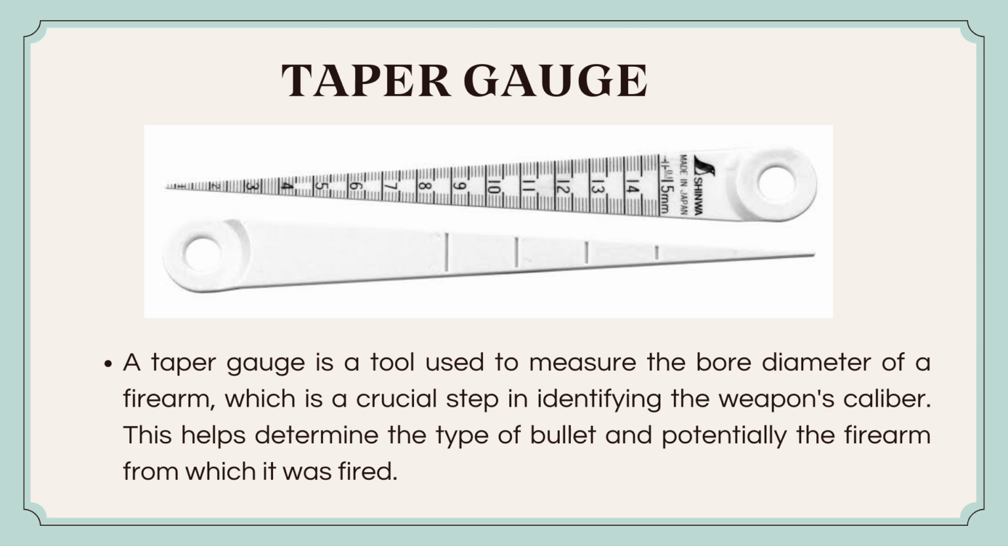Its simple function involves inserting the wedge-shaped tool into the muzzle or breech end of the barrel until the sides of the gauge firmly contact the elevated portions of the bore. The significance of this one lies in quickly establishing a crucial class characteristic of the weapon.